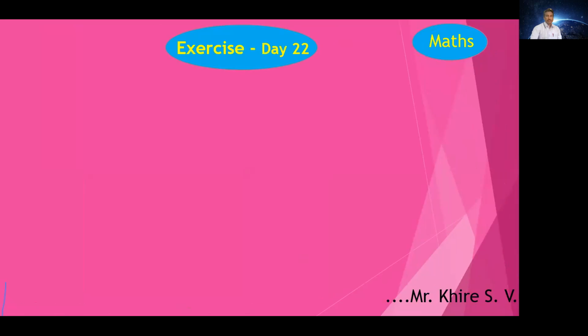Now exercise for day 22. Homework for day 22 is factorize n square minus p square. You have to factorize this by using the formula a square minus b square is equal to a plus b into a minus b. You have to use here n plus p into n minus p. Same formula is there.